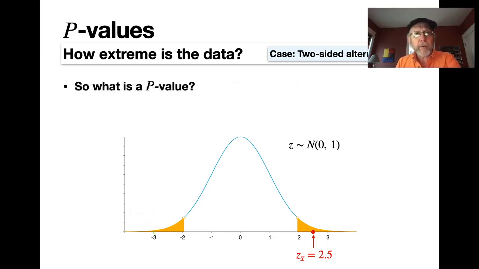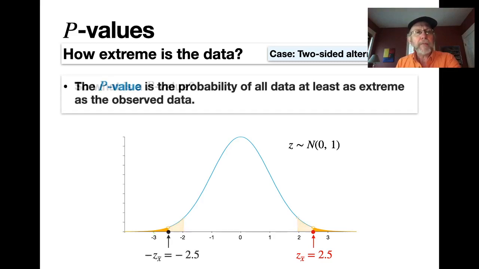So what is a p-value then? A p-value is the probability of all data that's at least as extreme as the observed data, where again, extreme means as far out in the tails. So the data that's at least as extreme as 2.5, our z-score, would be any data that has a z-score of 2.5 or greater or negative 2.5 or less.